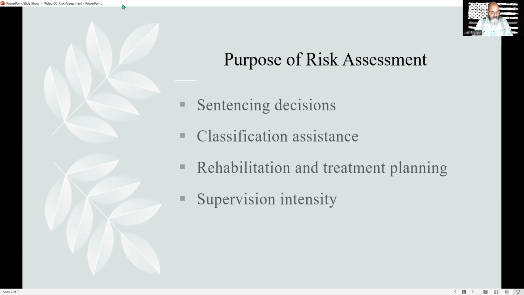Risk assessment also helps prison staff when classifying inmates for security level in the institution. It also assists probation and parole officers in determining the intensity of supervision necessary for offenders in the community. It also assists in designing treatment and rehabilitation efforts for the individual.